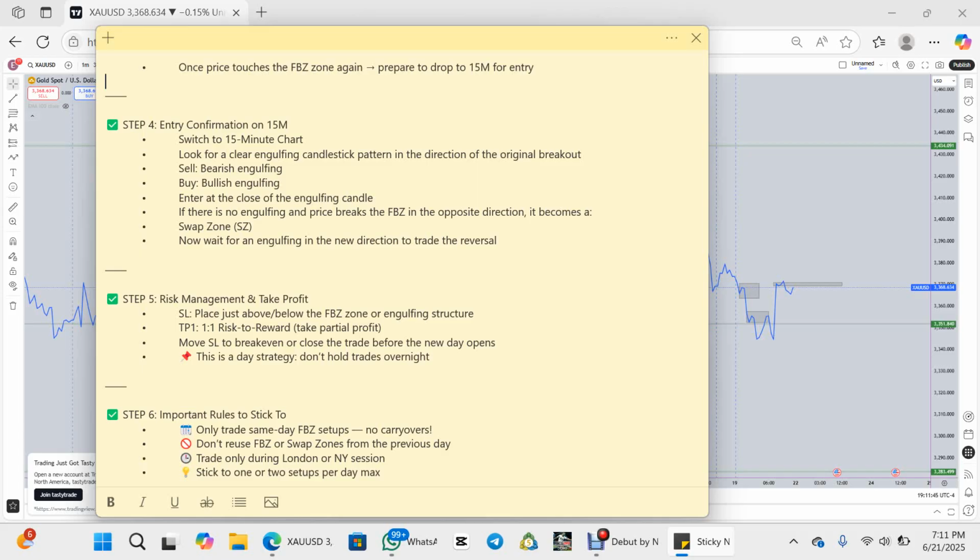Yes, and once you've gotten it for that day, you can take one more, or you don't even take again. You wait for the next day, because price will always bring these setups every day. So what's the point trying to force the market when you can just take the one of today? See it like a business. You just take the one of today and you close. You wait for the one of tomorrow.